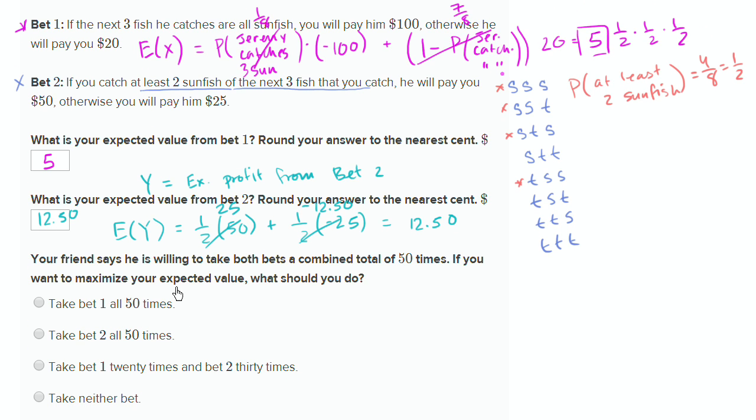Your friend says he's willing to take both bets, a combined total of 50 times. If you want to maximize your expected value, what should you do? Well, actually both of them are good bets. I guess your friend isn't that sophisticated. But bet number 2 has a higher expected payoff. So I would take bet 2 all of the time.